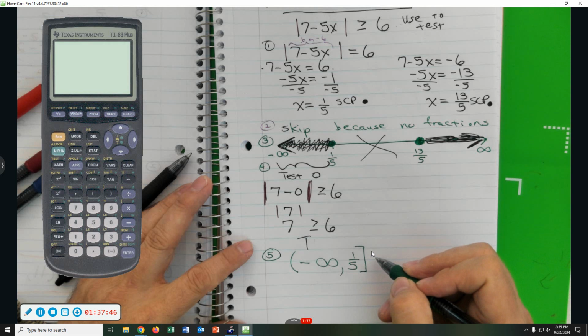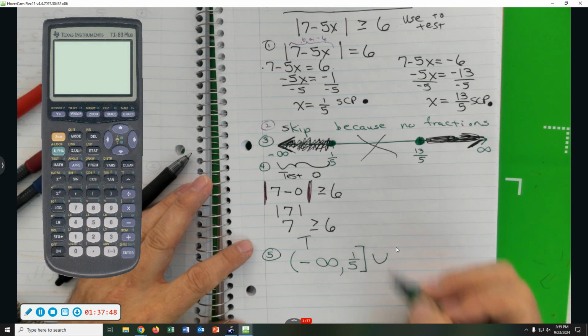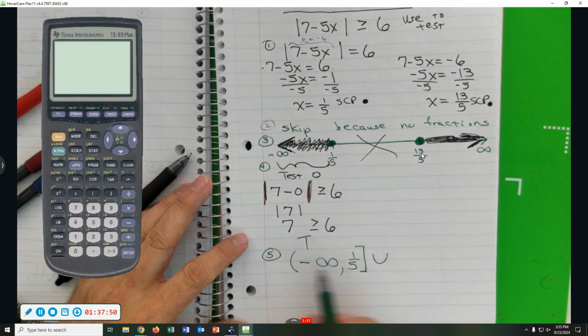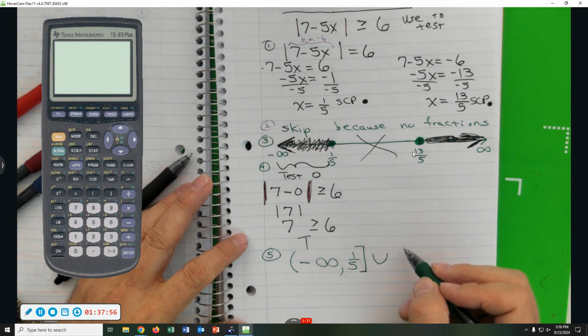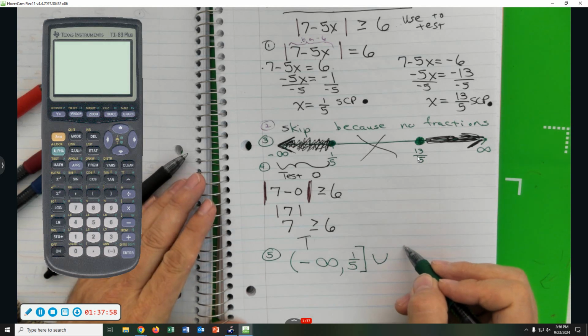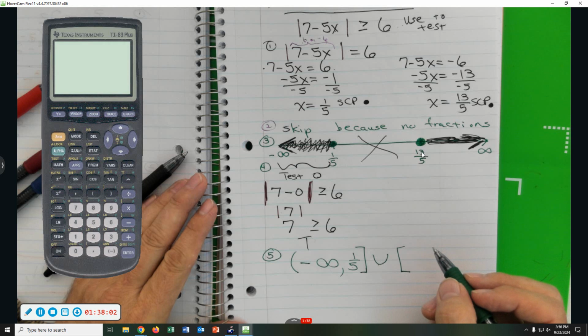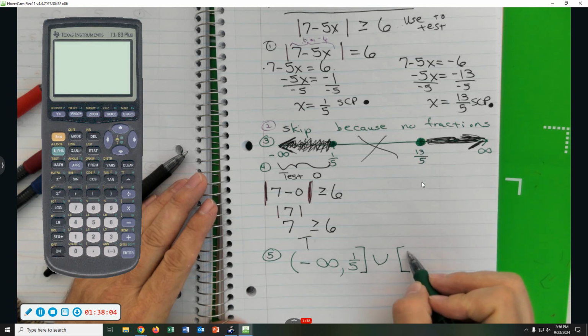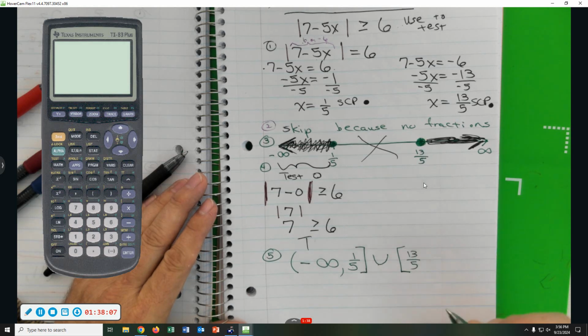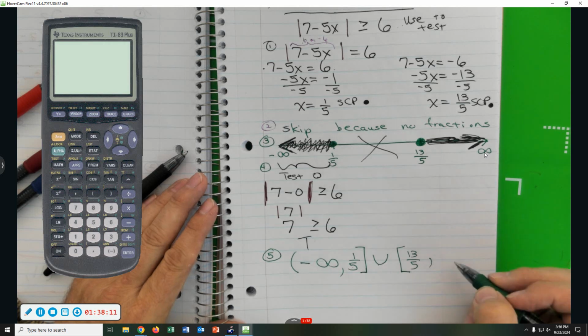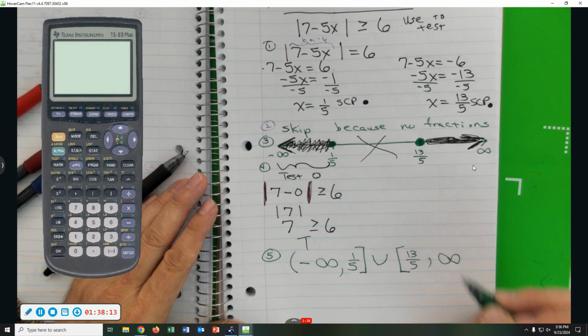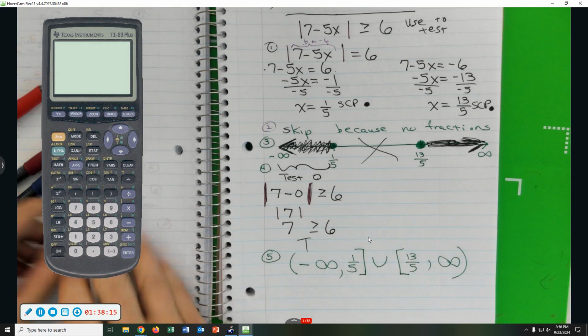What do I write here? Union. That's saying all the numbers to the left of 1/5, including 1/5, or this interval. What do I type first? Bracket. Left-hand endpoint, 13/5. What goes after the 13/5? Comma. Infinity. Parentheses. Good.